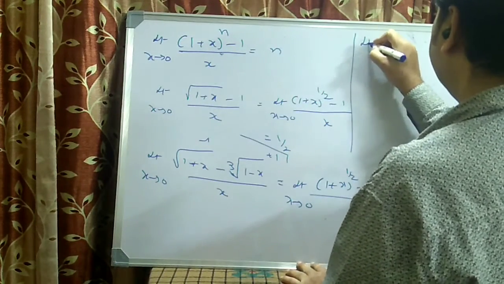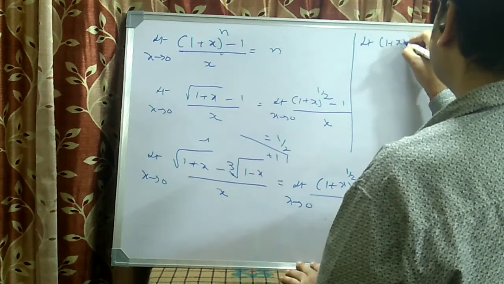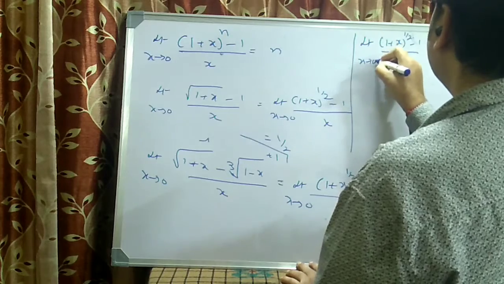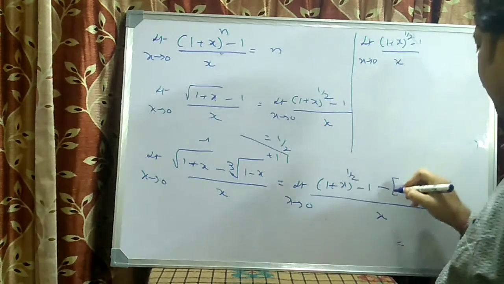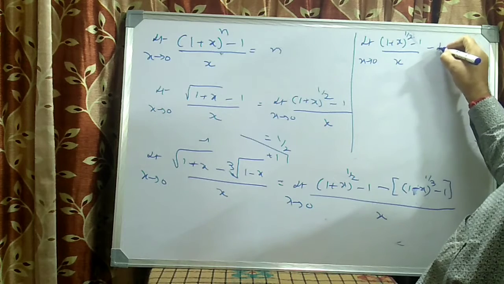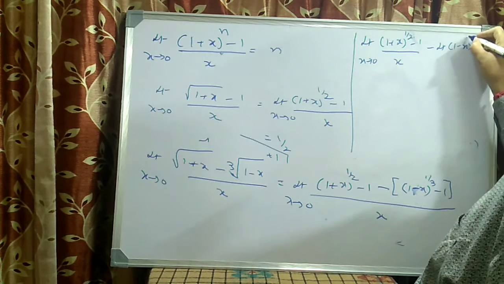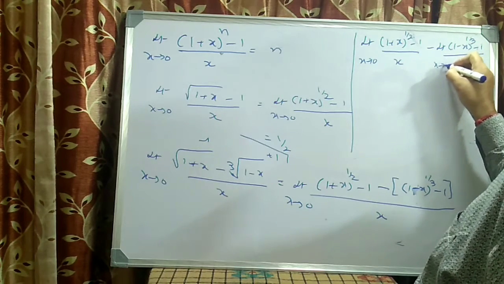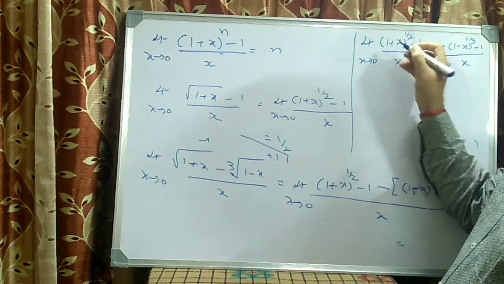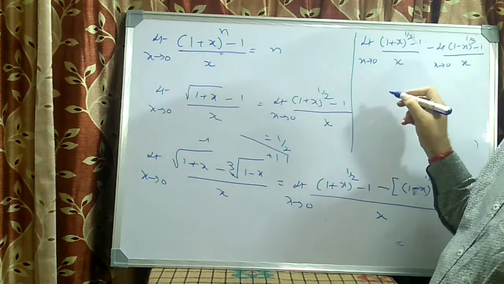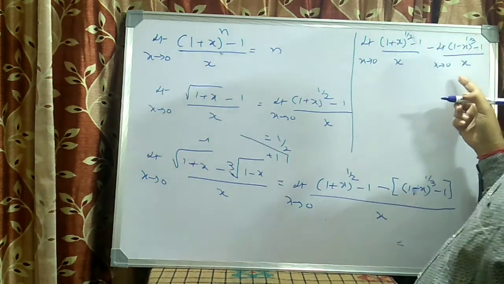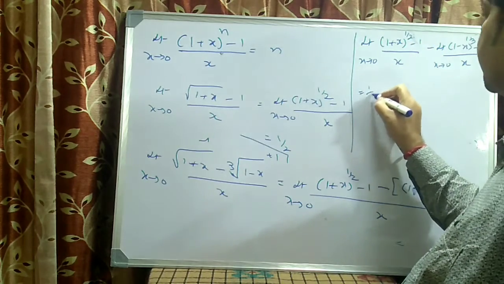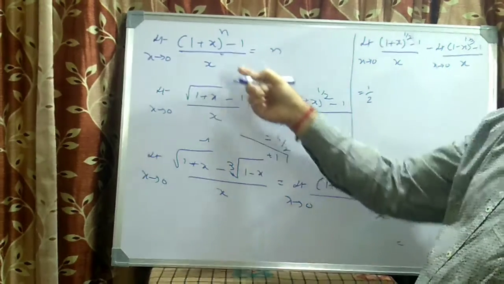That is, limit of (1 plus x) whole to the power 1 by 2 minus 1, by x, as x tends to 0, and then minus limit of (1 minus x) whole to the power 1 by 3 minus 1, by x, as x tends to 0. Now if you observe, here I am having plus x, and in the denominator also I am having plus x. Here I am having minus x, but in the denominator I am not having minus x. So this value will be 1 by 2. There is no problem for me to apply the same property here.